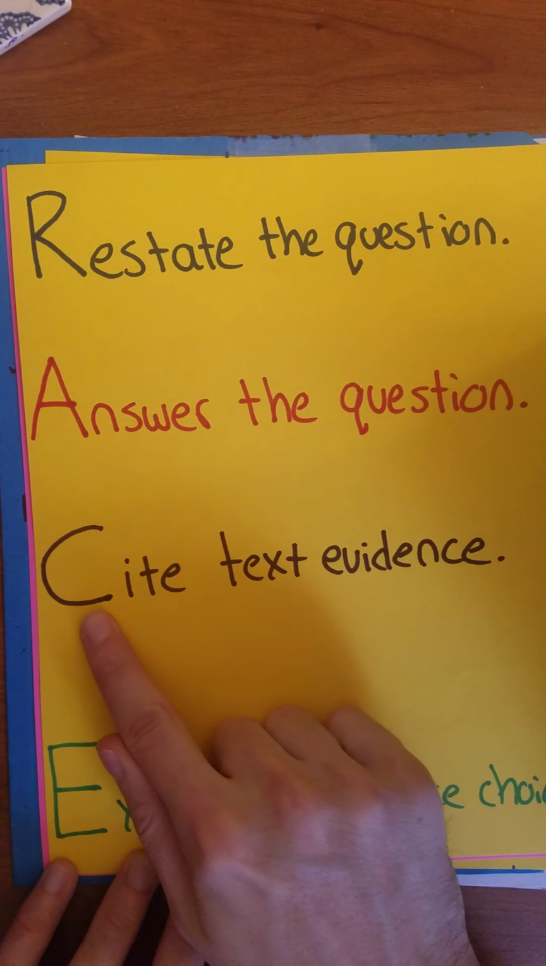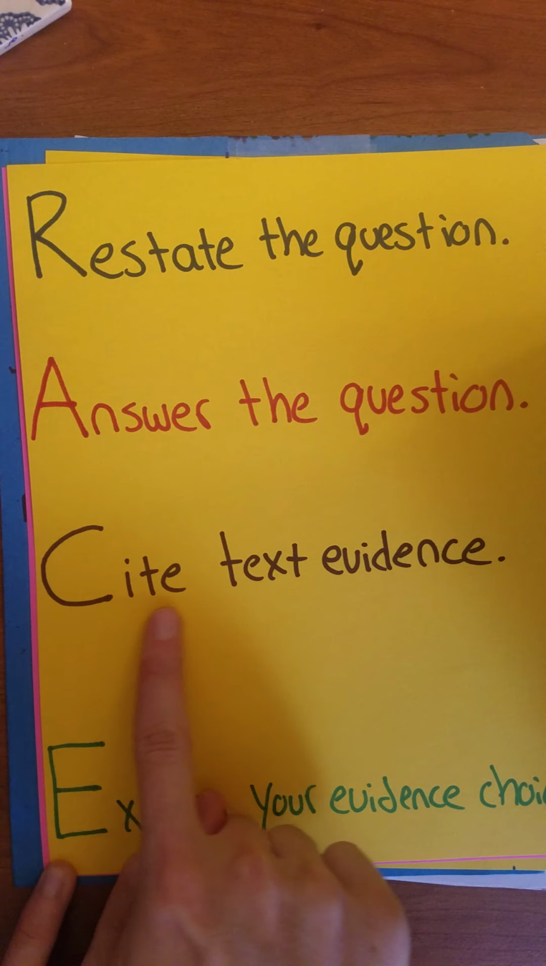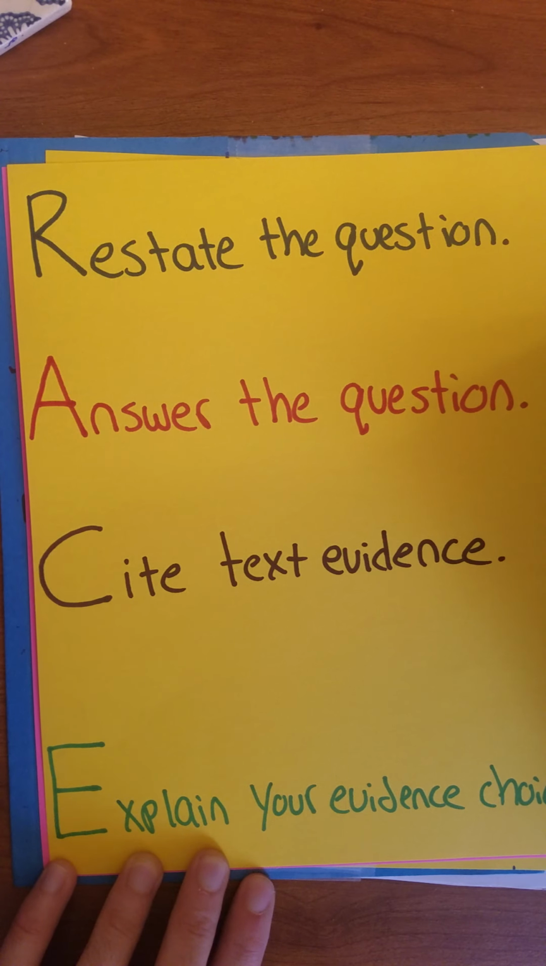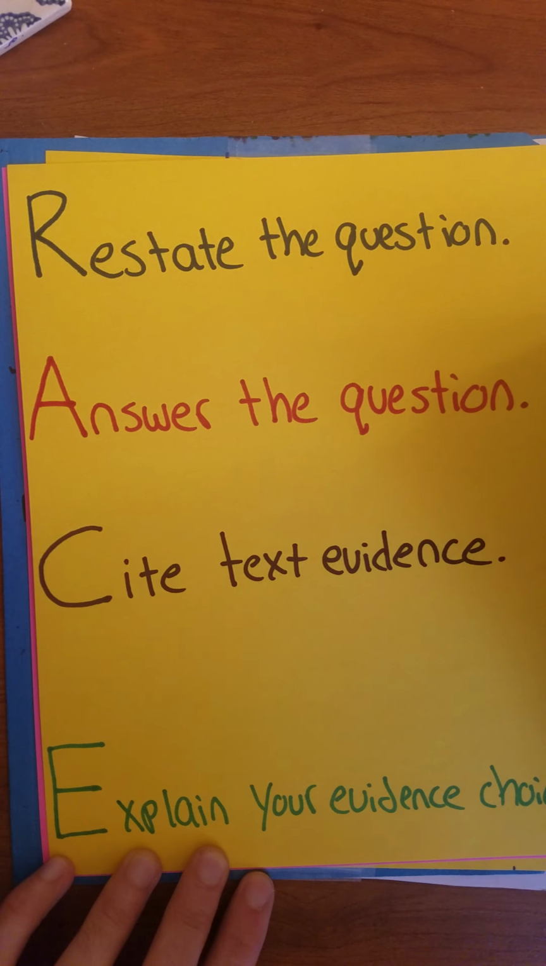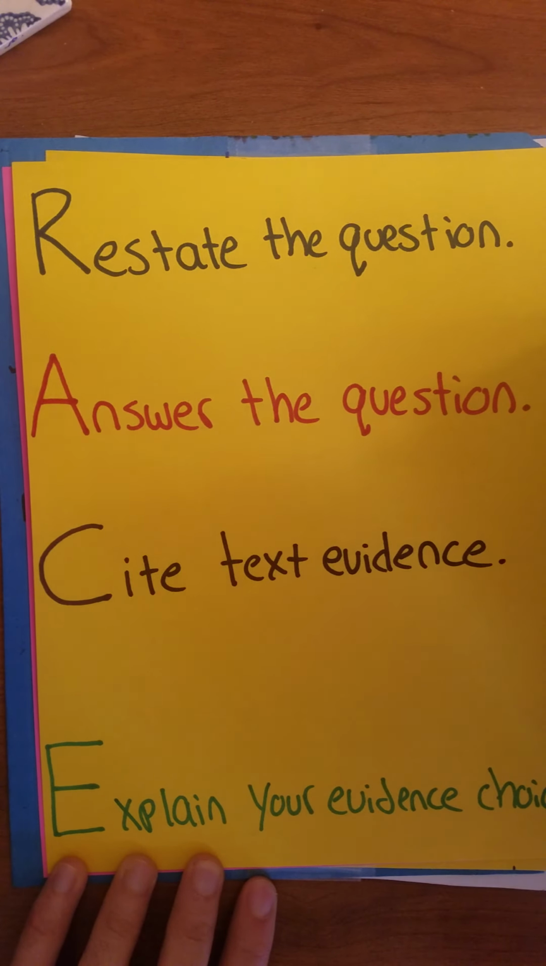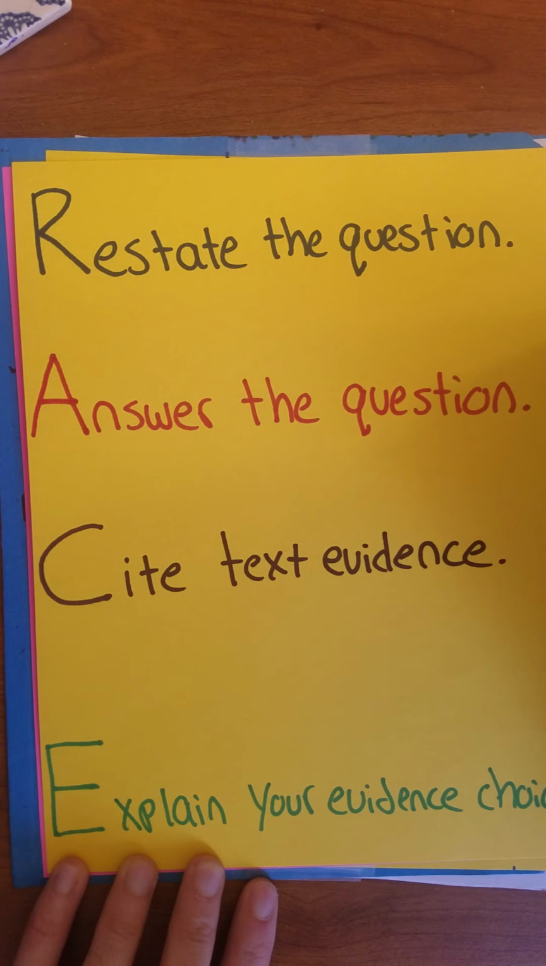We're going to add C, which is cite text evidence. And that just means finding the page in the story or the part of the story that helped you answer the question. And E, explain your evidence choice. And you're going to explain how that part of the story helped you answer the question.